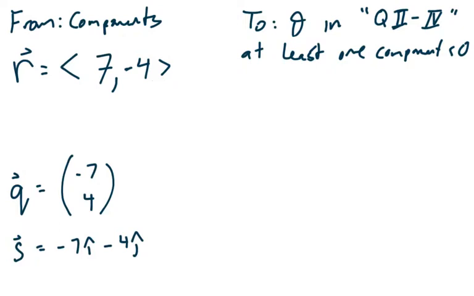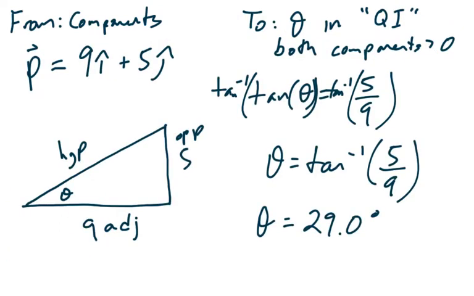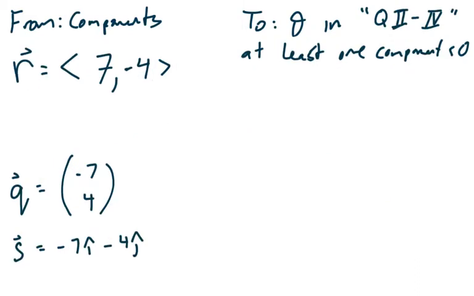Now that was for when both components are positive. Let's look at what happens if at least one of the components is negative, less than 0. In this case, for R one of the components is negative, for Q one of the components is negative, and for S both of the components are negative. So what are we going to do in this case? We are again going to use our inverse tangent, but the slope is negative 4 over 7.